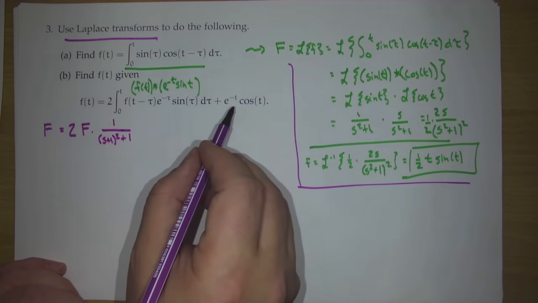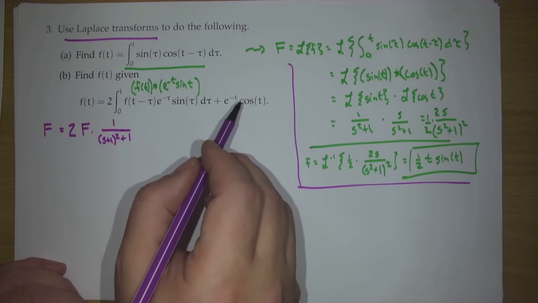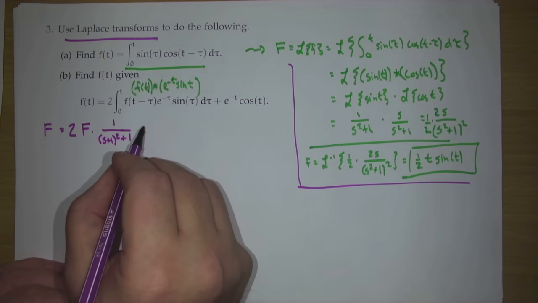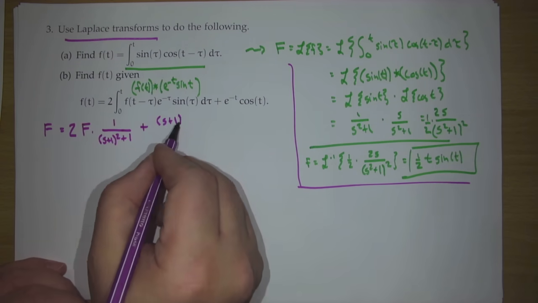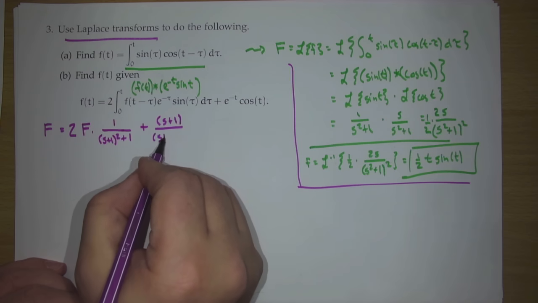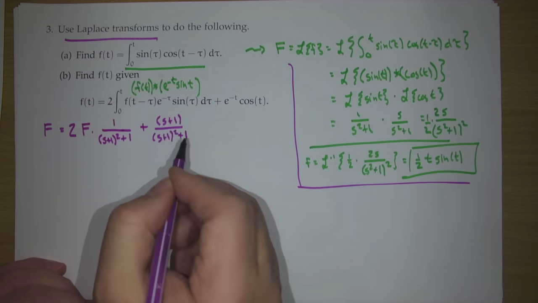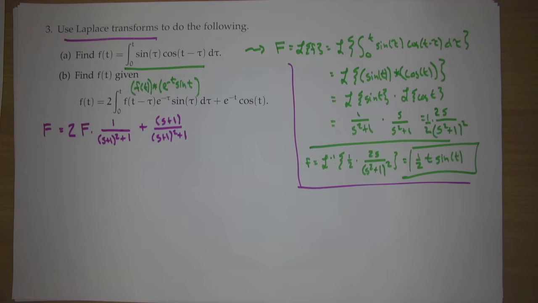All right. A similar thing happens with the Laplace transform of e to the minus t cosine t. We're going to have s plus 1 over s plus 1 squared plus 1. So it's the Laplace transform of cosine, but everywhere you see an s, you put an s plus 1. So far, so good? What happens next?